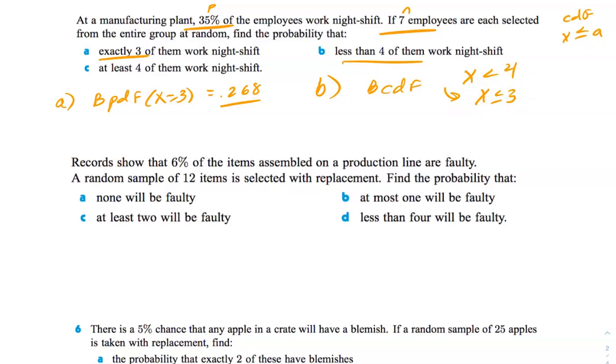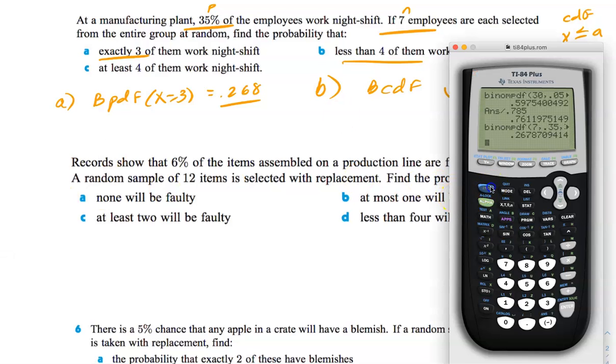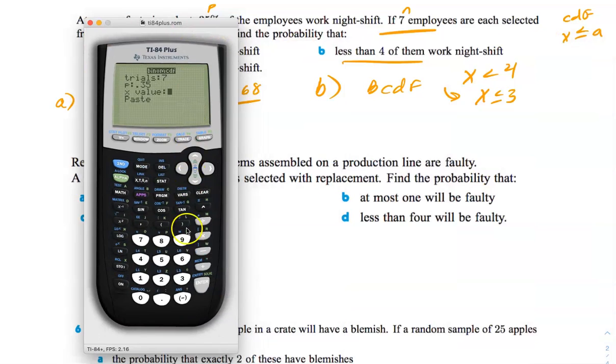So that's what I put in my calculator. So it'll be second distributions, binomial CDF. That's 7 trials, 35%. And in this case, my value was 3. So remember, 3 is the same thing as saying 0, 1, 2, 3. Add them all up. So that's why you get 0.8001, or just 0.8. So there's that one.